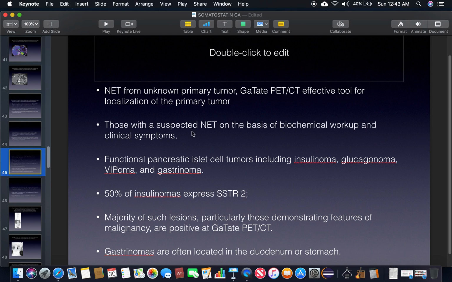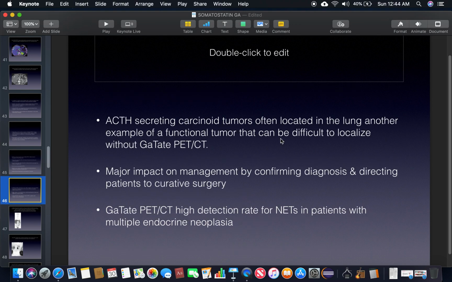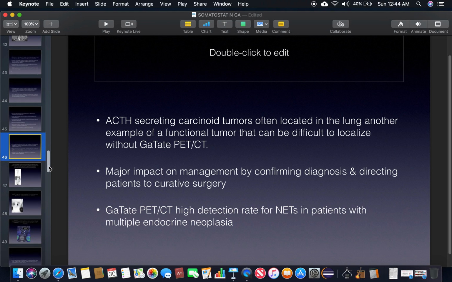Now, I'm kind of repeating some of the things I've already talked about, but basically, gastrinomas are located in the duodenum and stomach. Insulinomas 50% express SSR, the somatostatin type 2 receptor. Now, the ACTH secreting carcinoid tumors are often located in the lung, which is an example of a functional tumor which is picked up by this agent. And so it has a high detection rate for multiple endocrine neoplasia or MEN syndromes.